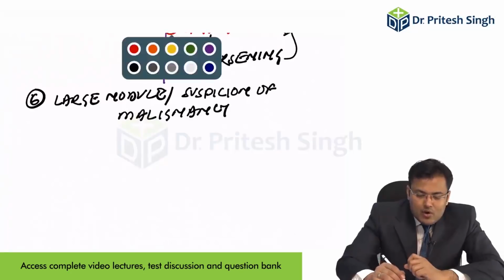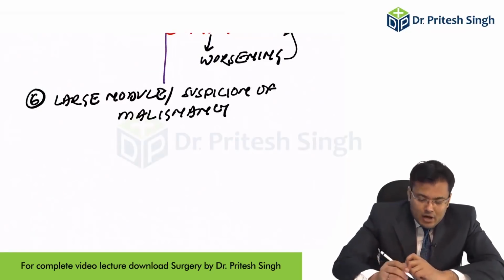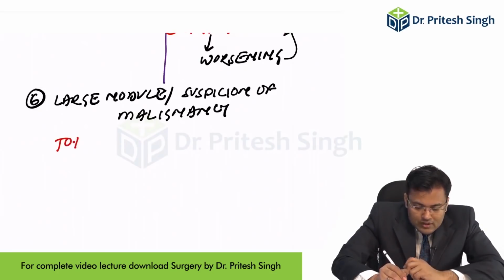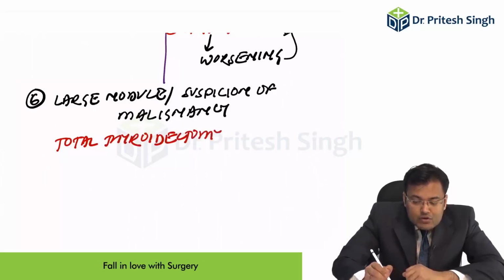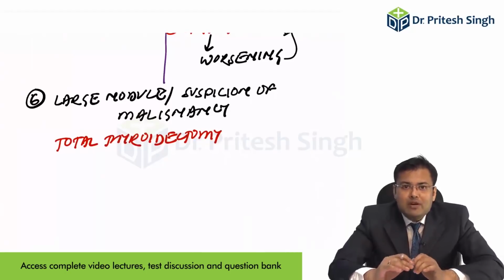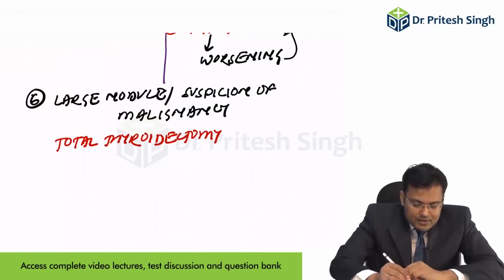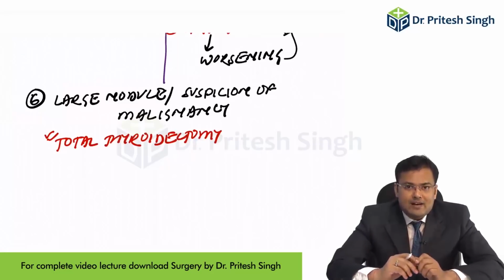So you tell me, what's the treatment of choice for Graves' disease? And obviously, it's total thyroidectomy. Why? Because it is diffuse toxic goiter involving almost the whole thyroid gland. So the preferred treatment or the treatment of choice is total thyroidectomy.